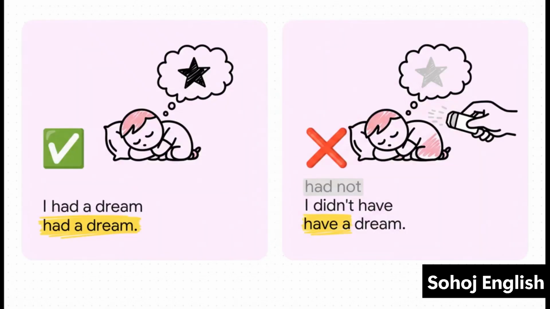Okay, what if you want to talk about something you owned or possessed in the past? You use the super simple word had. I had a dream. But, and this is important, to say you didn't have it, you don't say I had not. The correct way is to say I didn't have a dream. That little phrase, didn't have, is a really useful one for talking about the past.